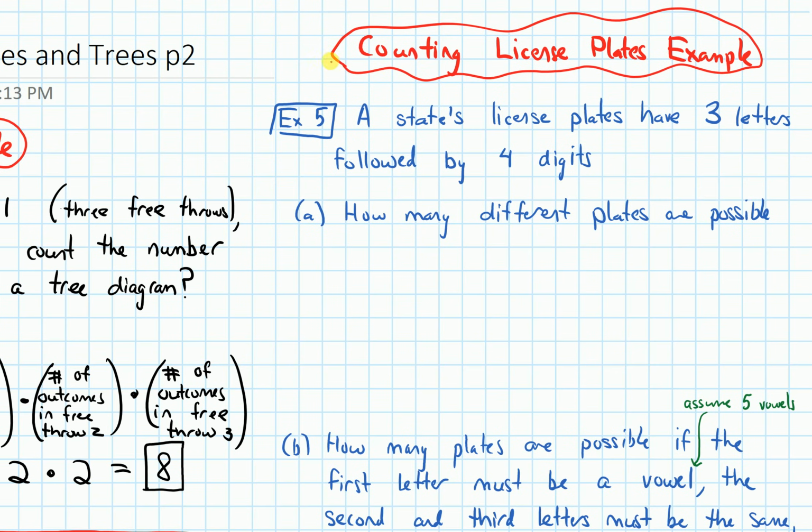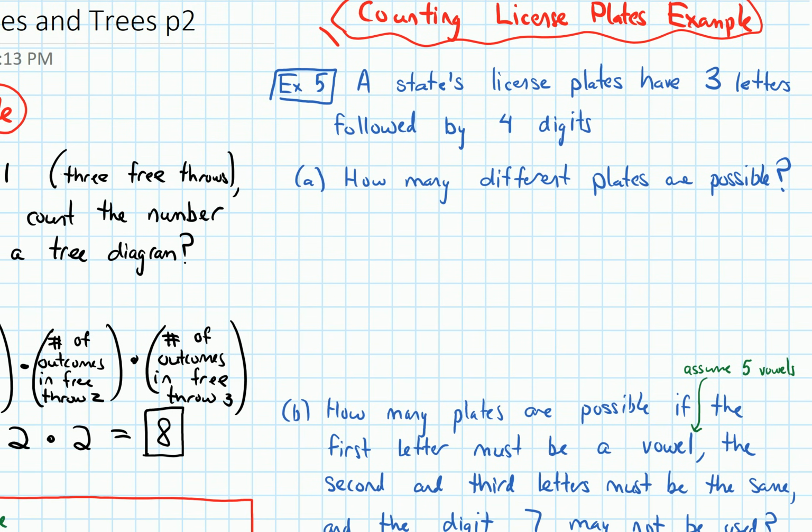In this video, we are going to do an example where we count the number of license plates given certain conditions. So the example says that a state's license plates have 3 letters followed by 4 digits. Part A asks how many different plates are possible. So let me put a question mark there. We want to count the number of possible license plates.